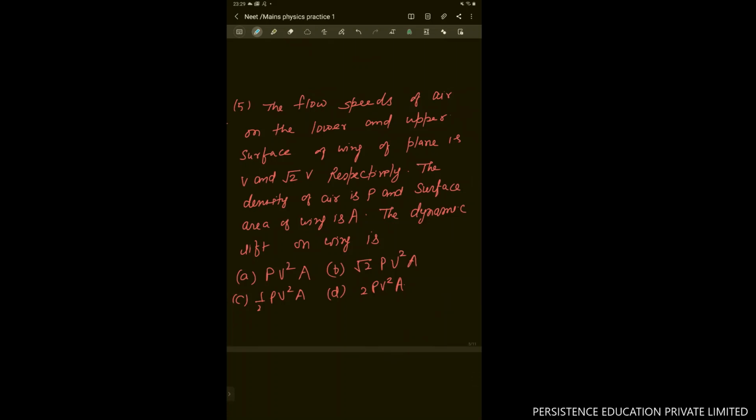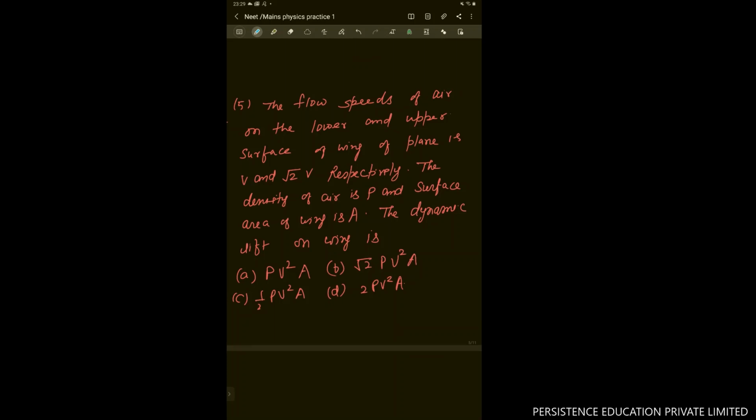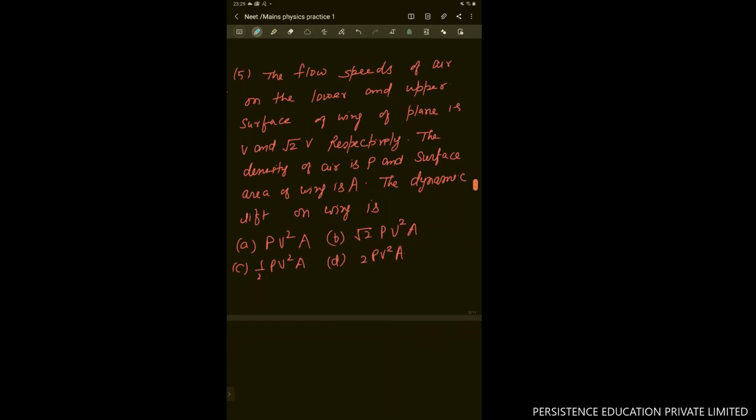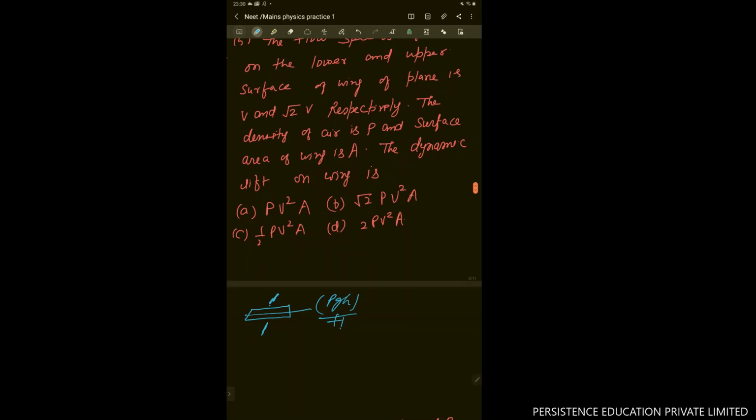This is a simple question on the application of Bernoulli's law. The flow speeds of air on the lower and upper surface of the wing of a plane are v and root 2 v. Here the thickness of the wing of the plane is not much, so we are ignoring the rho g h term, that is, potential energy per unit volume.